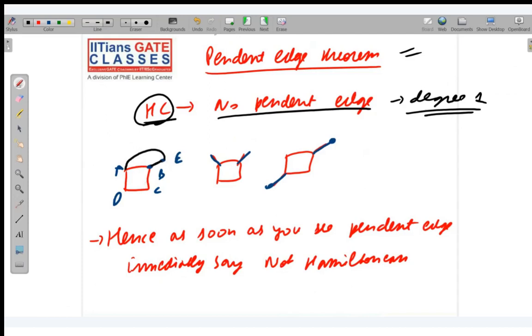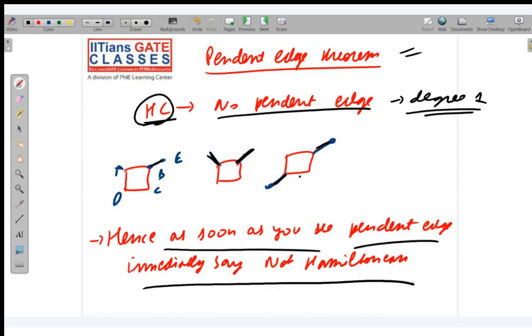Are you getting it now? Okay, see this, there are two pendant edges, so it is not Hamiltonian. Again, two pendant edges, not Hamiltonian. So as soon as you see a pendant edge, immediately say it is not a Hamiltonian graph. What is a pendant edge? It is the edge to a degree 1 vertex. Take a snapshot, I will jump to the next slide.